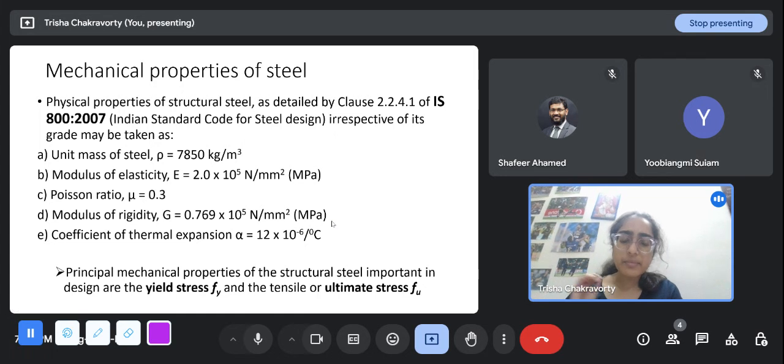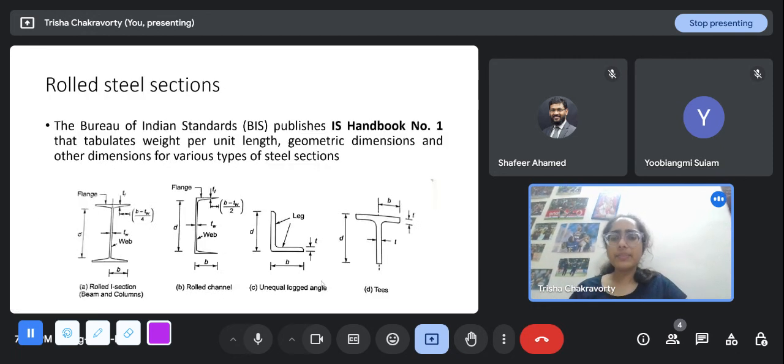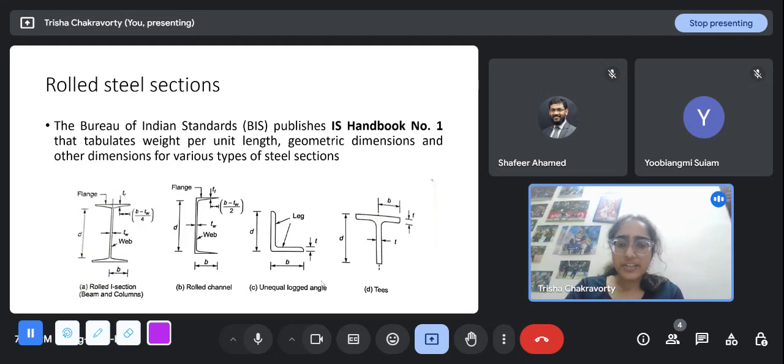And the principal mechanical properties on which steel is graded, irrespective of its grade, are the most important properties of structural steel: the yield stress Fy and the ultimate stress Fu. These values we get from the stress strain curve that we looked at in the first class. Now, the BIS, Bureau of Indian Standards, publishes the IS Handbook number 1 that tabulates the specifications of these rolled sections. This is the cross section of the steel sections available. The length can be varied, but the cross sectional dimensions are fixed, and are stipulated by these standards.